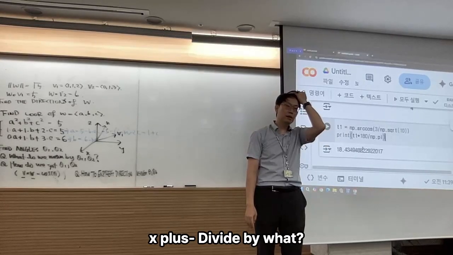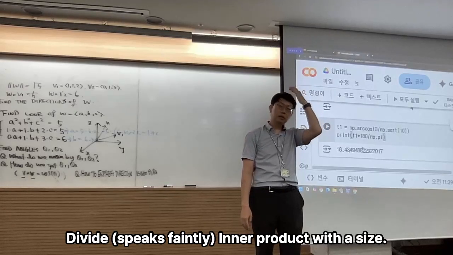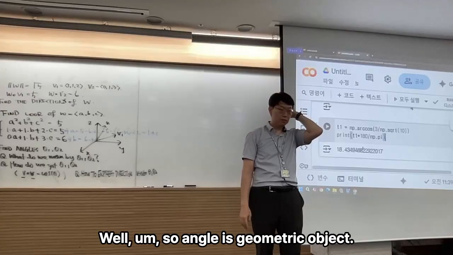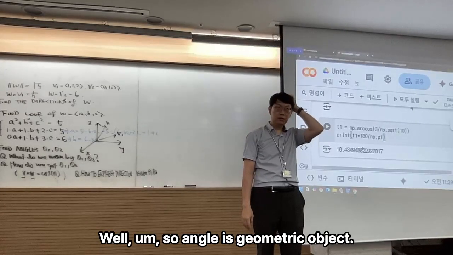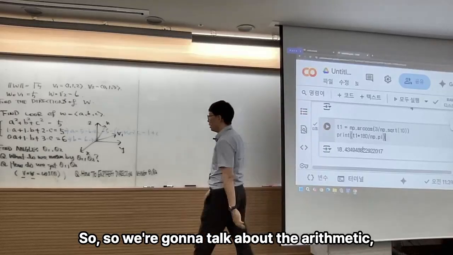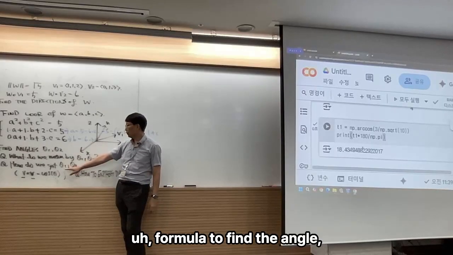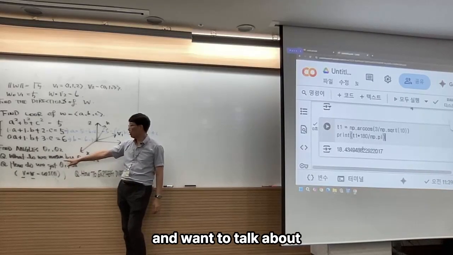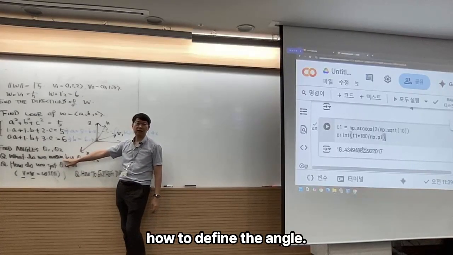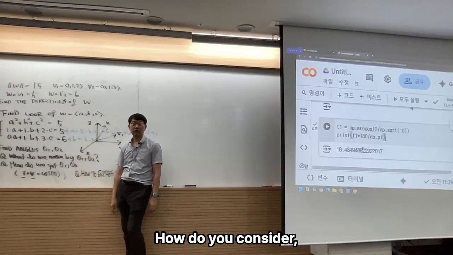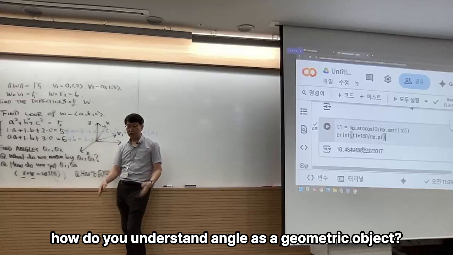Divide by what? Inner product with the size. Well, the angle is a geometric object. We're going to talk about the arithmetic formula to find the angle later, but I want to talk about how to define the angle. Angle is a geometric object. How do you understand angle as a geometric object?